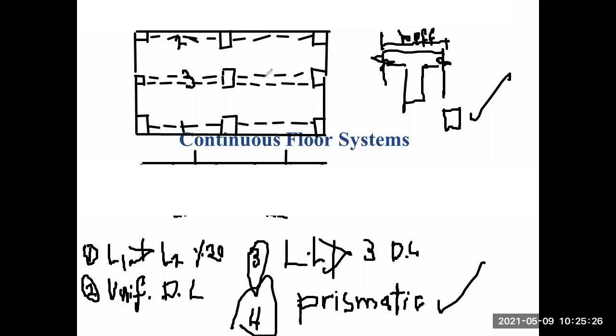So that is what we need to learn about today, this kind of system, and we will get coefficients for the positive and negative moments. Okay, so this kind of beam we will deal with.